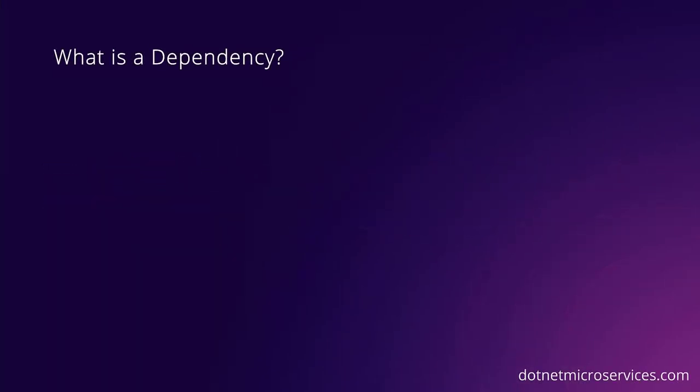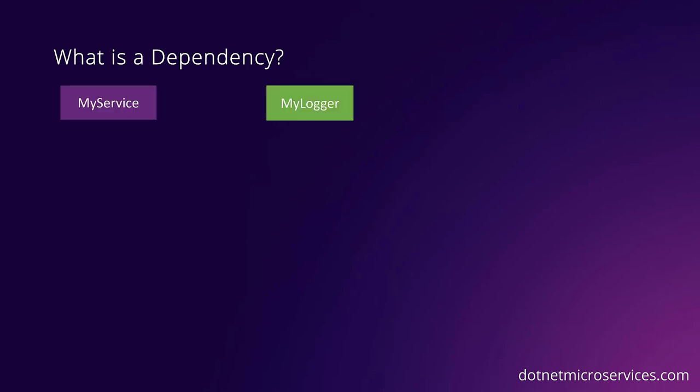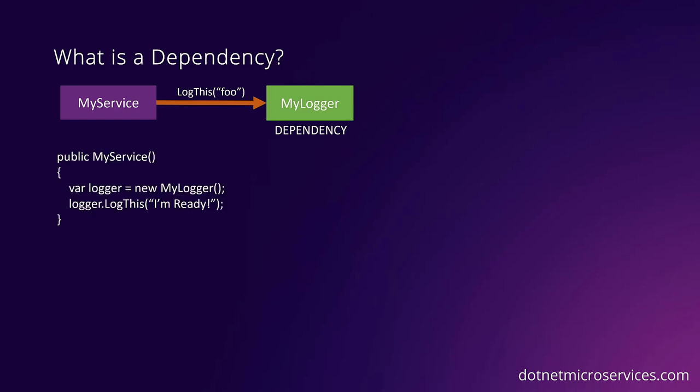To understand what dependency injection is, let's start by looking at two classes, MyService and MyLogger. MyService uses the logDist method of MyLogger to log messages to a file anytime MyService performs an important operation. Since MyService uses some of the functionalities of MyLogger, like the logDist method, we say that MyLogger is a dependency of MyService. Now, in order for MyService to start using MyLogger, it creates an instance of MyLogger in its constructor, and after that, it can start calling the logDist method.